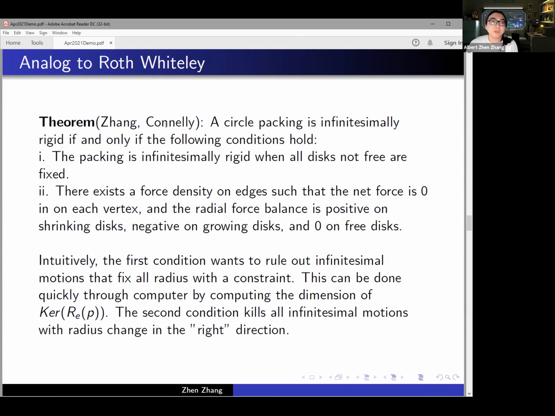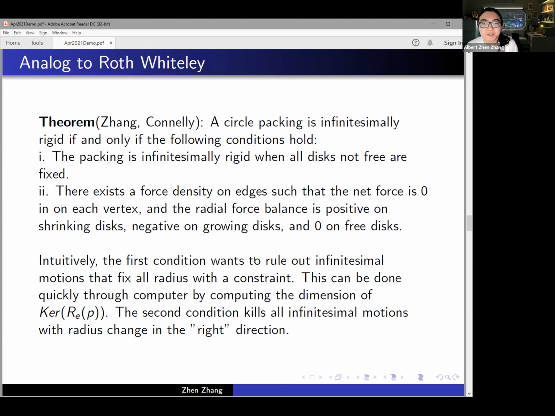Then we can prove the following theorem. A circle packing is infinitesimally rigid if and only if the following conditions hold. First, the packing is infinitesimally rigid when all disks not free are fixed. So you treat all the disks that can only grow or shrink as fixed disks. The second condition is there exists a force density on edges such that net force is 0 in each x and y direction, and the inward-outward force balance is positive on shrinking disks, negative on growing disks, and 0 on free disks.